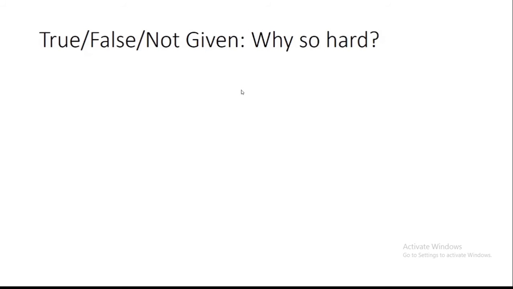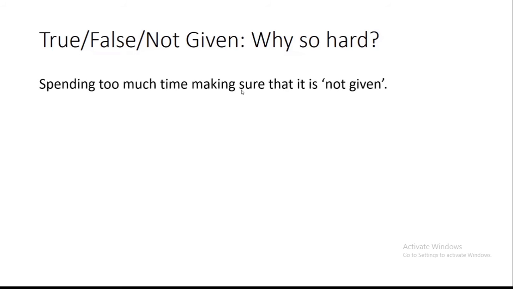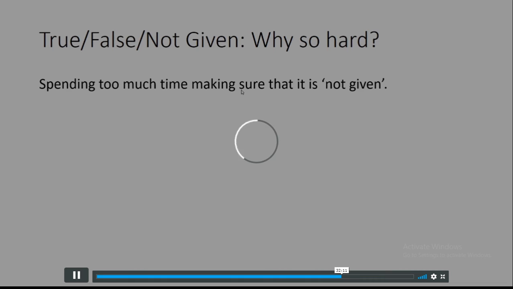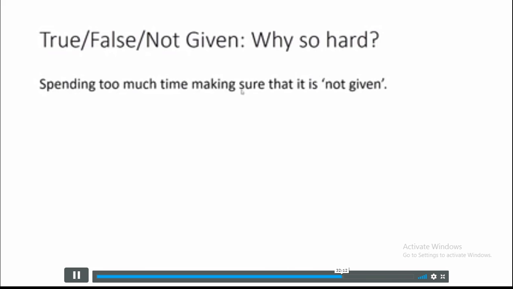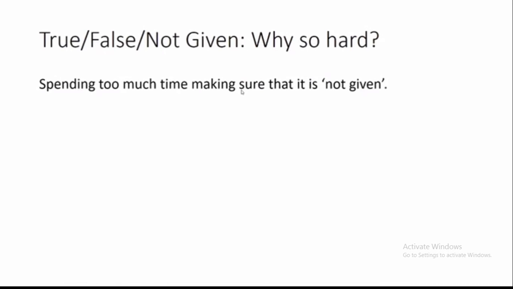Same thing with this. So true, false, not given. Why are these so hard? A lot of people spend way too much time making sure that it is not given. The difficult thing about not given is, you're not used to these types of questions. You're just used to true, false questions. And not given normally is either impossible to establish if it is true or false because it's not given, which is kind of confusing for a lot of students, or it's just not there, and looking for something that's not there takes quite a lot of time.